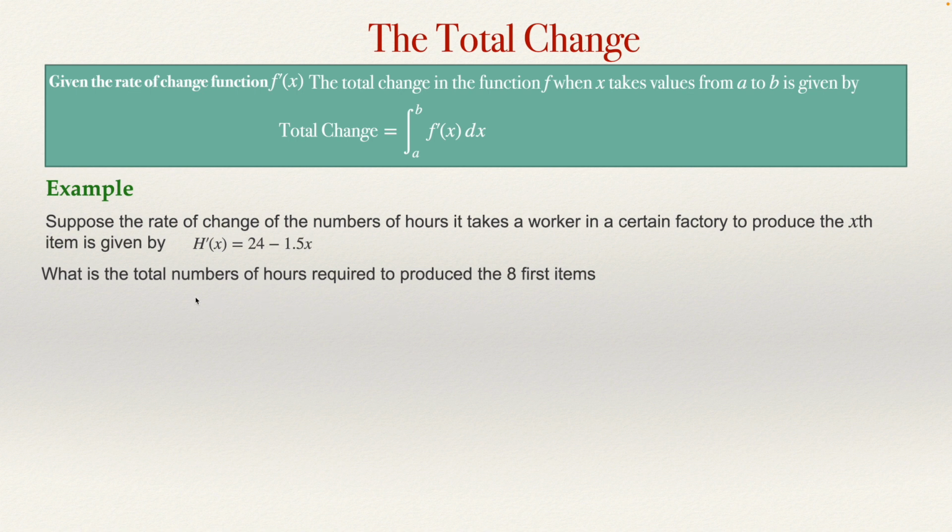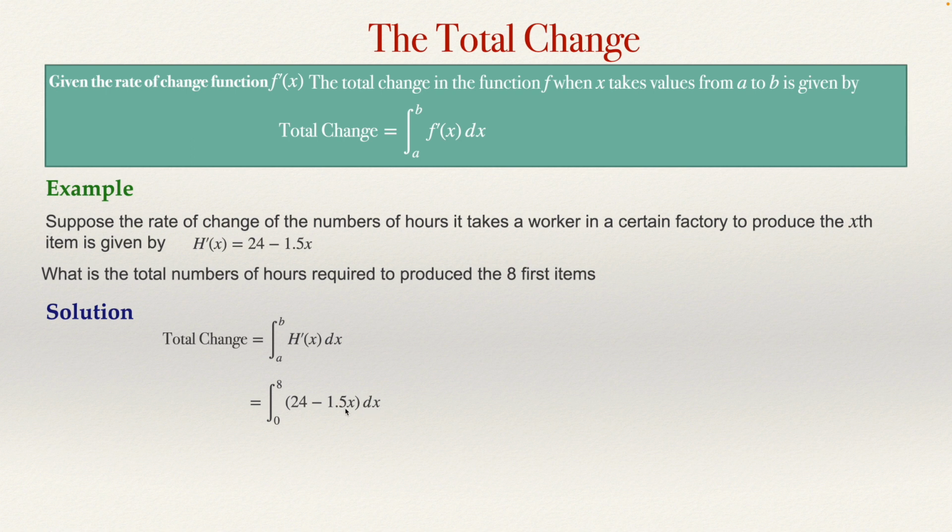To compute the total number of hours required to produce the first 8 items, what we are going to do is get the integral from a to b of the rate of change dx. We know that this is the formula for the total change, and in this case we are producing the first 8 items, so it means from item 0 to item number 8. The total change in hours, so actually the number of hours, because at the beginning it was 0 hours, will be the integral from 0 to 8 of 24 minus 1.5x dx.